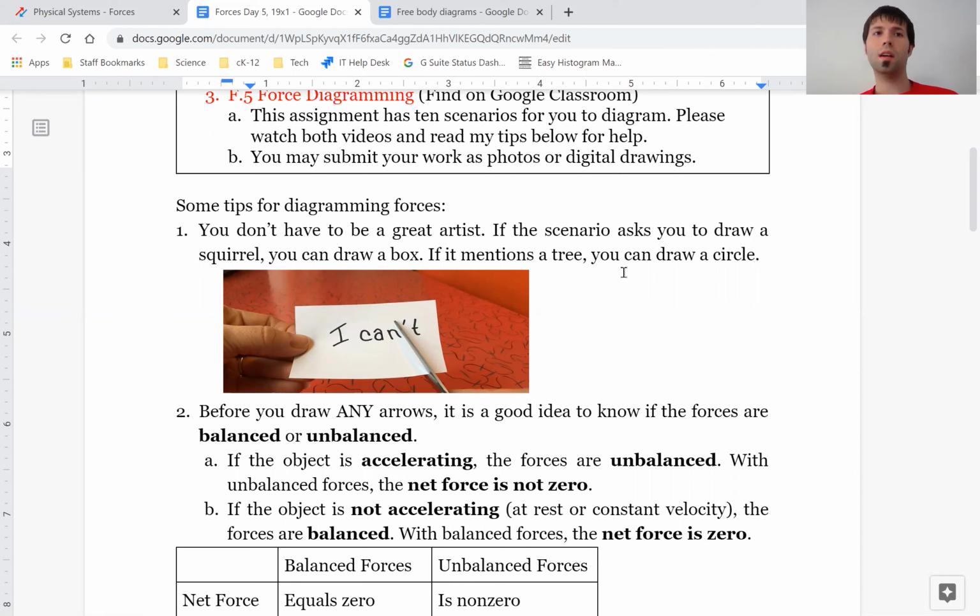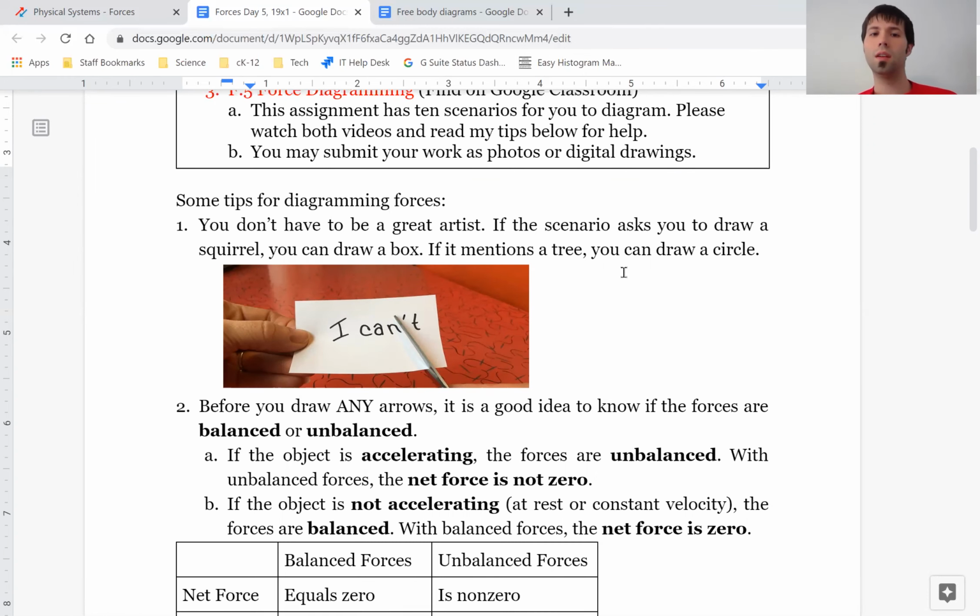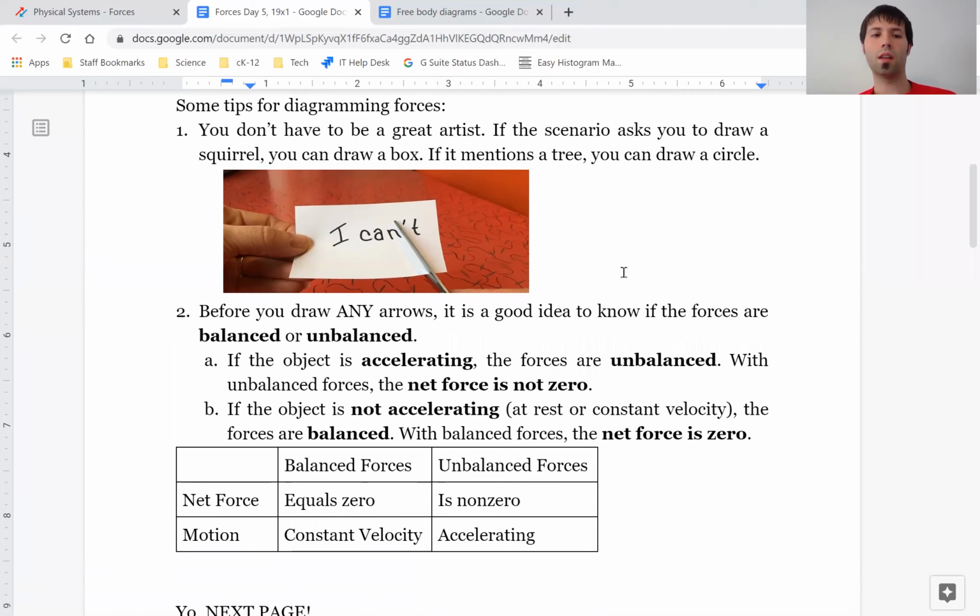remember, when we talk about physics, we're talking about rules for the universe. And so the rules for a box are the same as the rules for a car. The rules for a car are the same as the rules for a planet. The rules don't change based on shape or size, so you can just draw a box for all of these situations. So don't say that you can't, because I know you can do this. We're going to do it together.